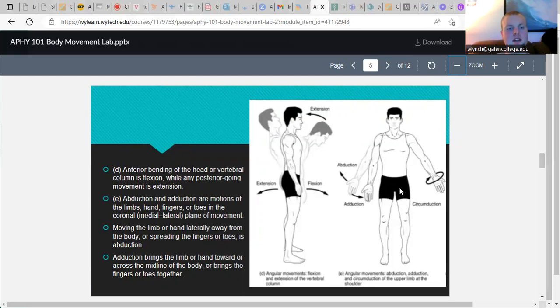So our abduction and adduction motions can be done by a lot of different places. And that is not limited to the arms and legs, the hand, the toes, the fingers, right? All of these spaces can do abduction and adduction.